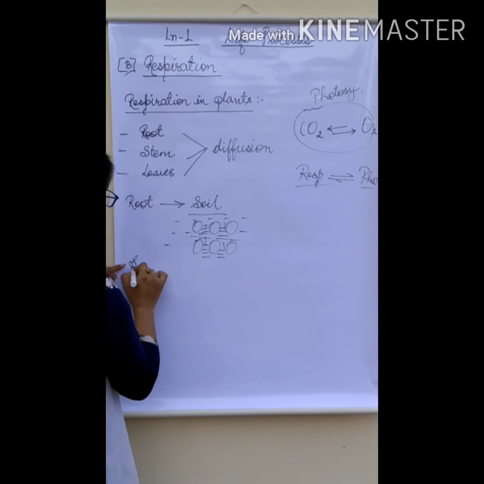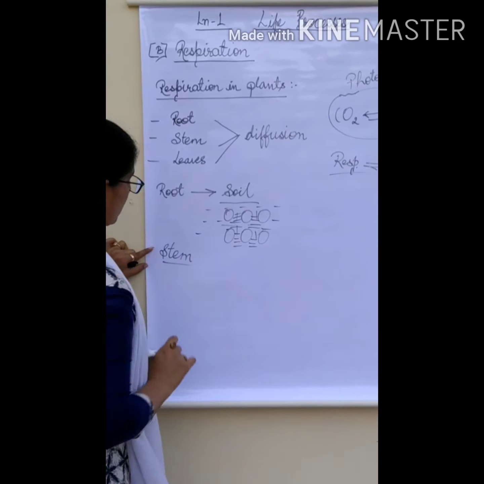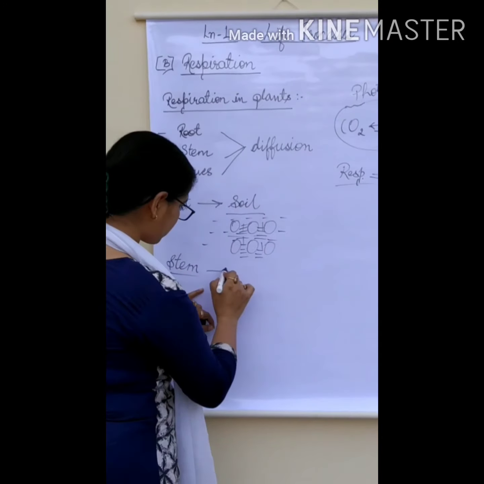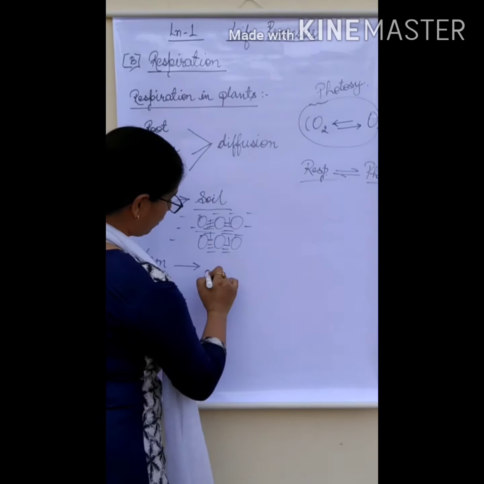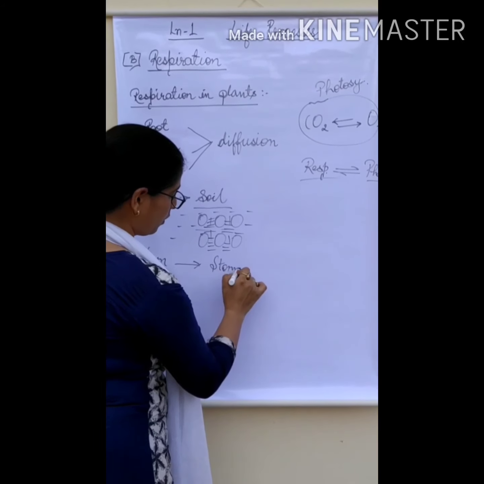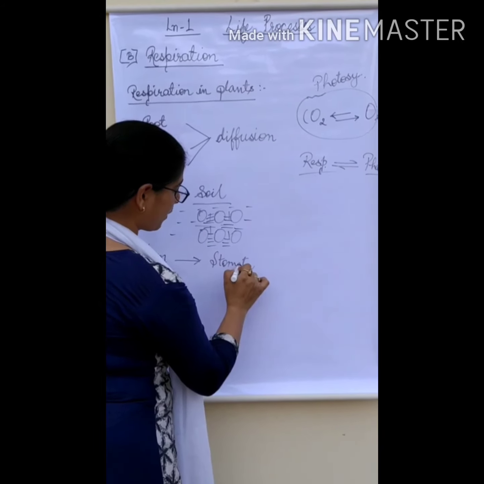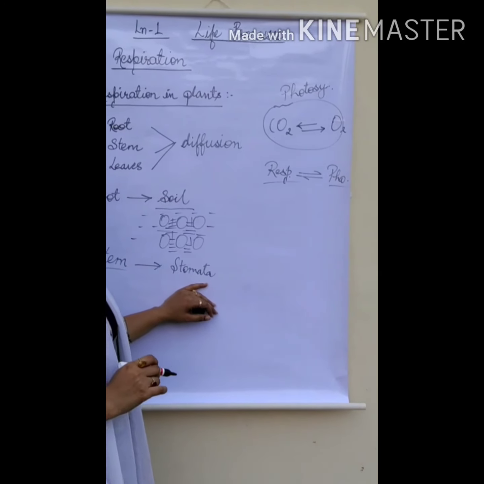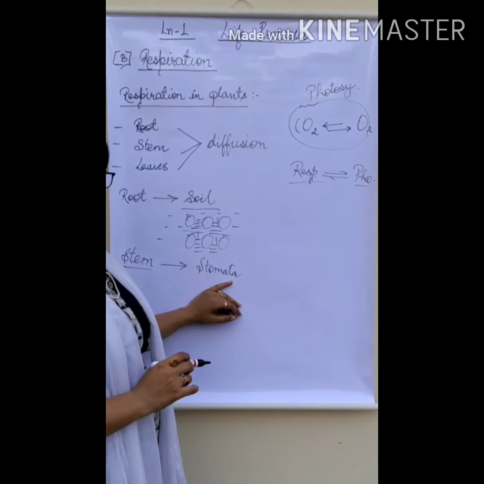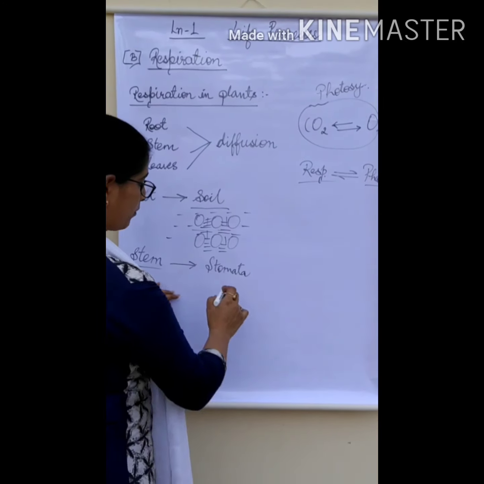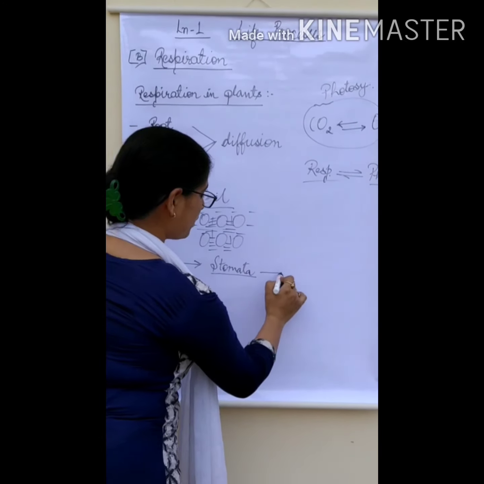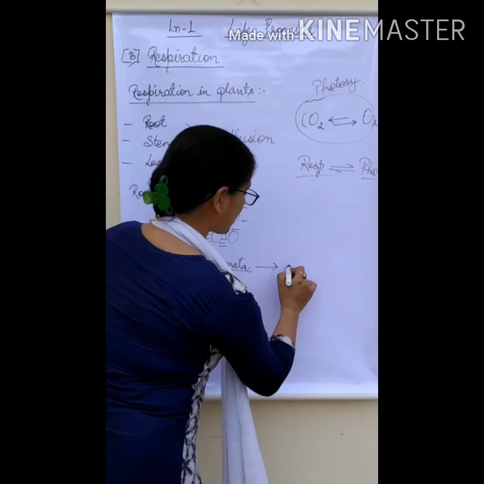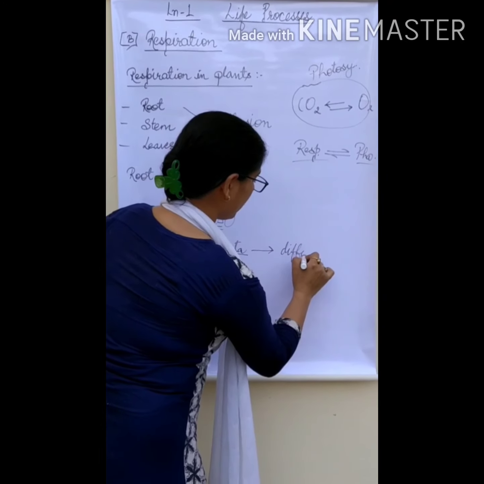Next, we talk about the stem. See, stems are green. If they are green, they have stomata. That means the herbaceous plants and the young shoot. Herbaceous plants and young shoots have green stems, and these green stems contain stomata which directly diffuse gases from the environment.